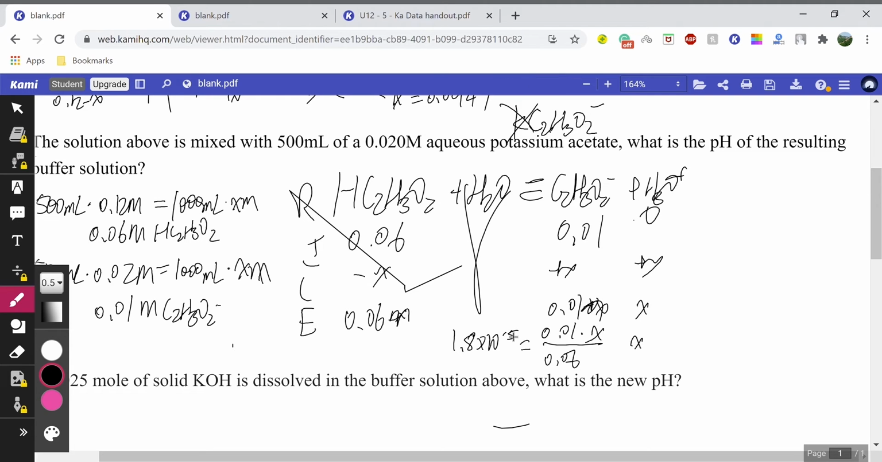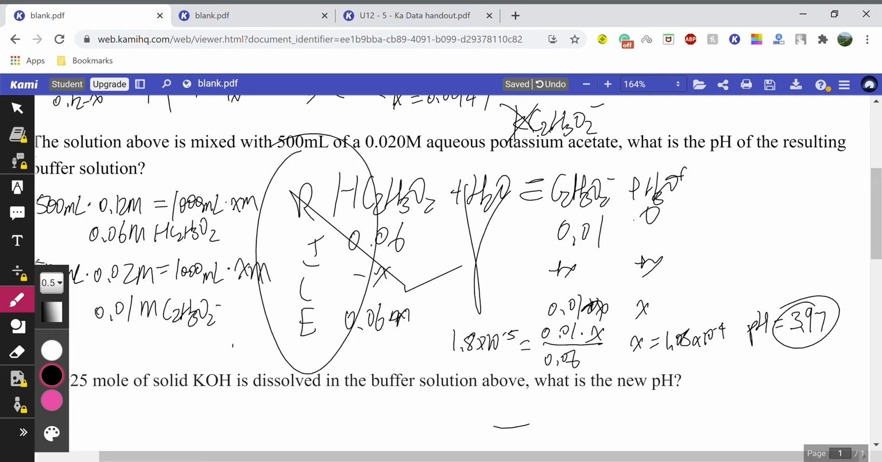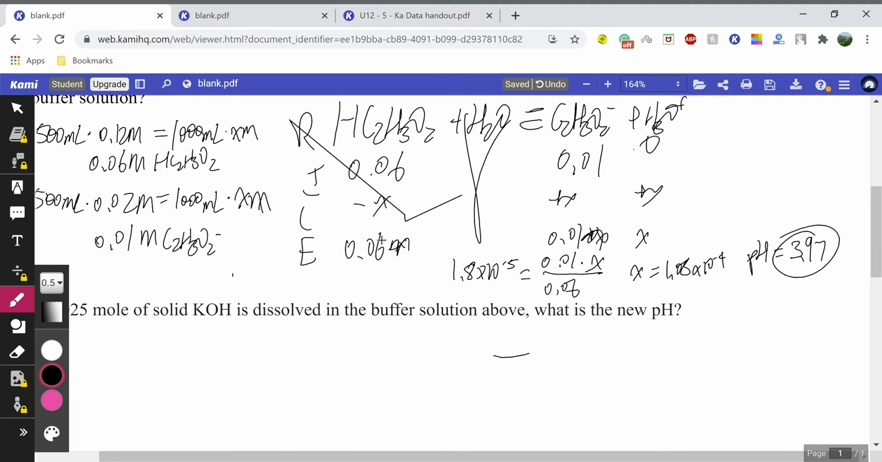That gives an x of 1.08 times 10 to the negative 4th power. Now take a negative log of x, which will give us a pH of 3.97. Now if you didn't want to use the RICE method and you wanted to use the HH equation, which in my opinion is easier. So from now on, instead of doing these RICE charts, we're going to be using the HH equation.